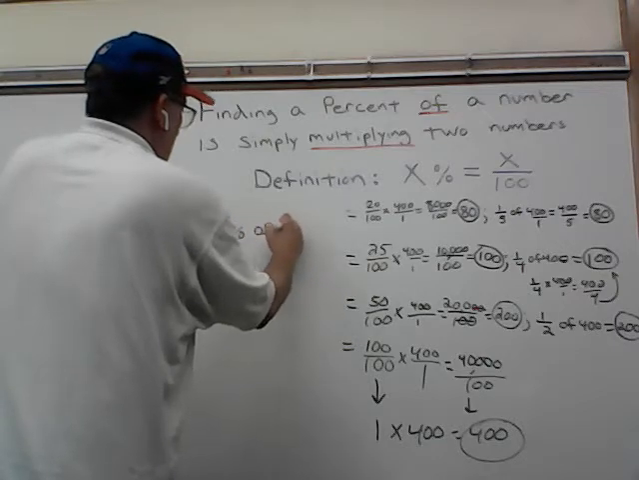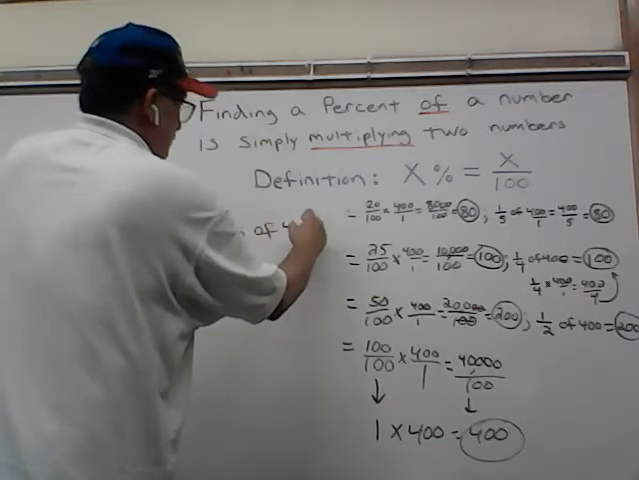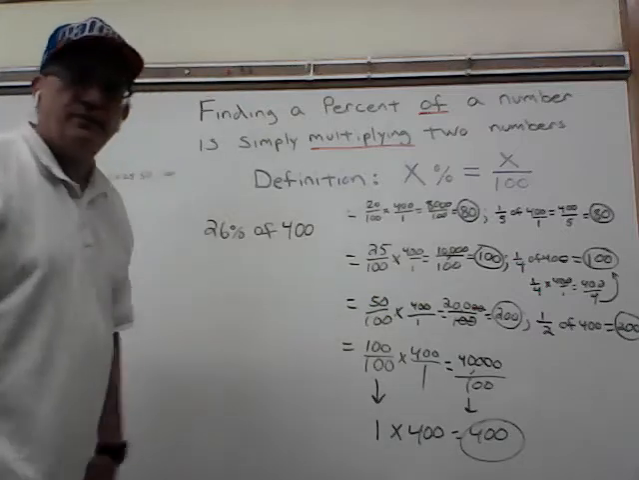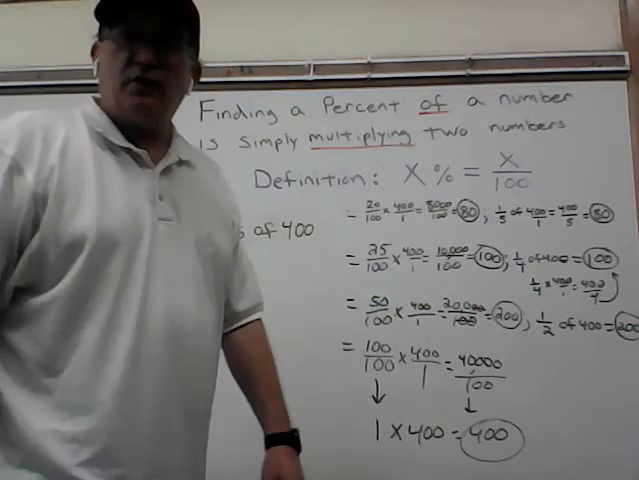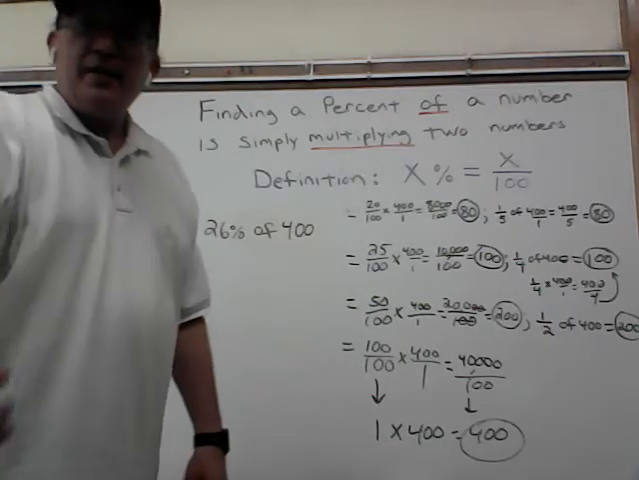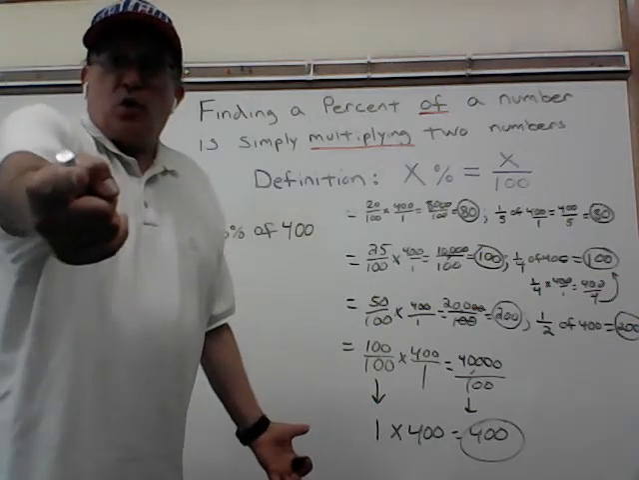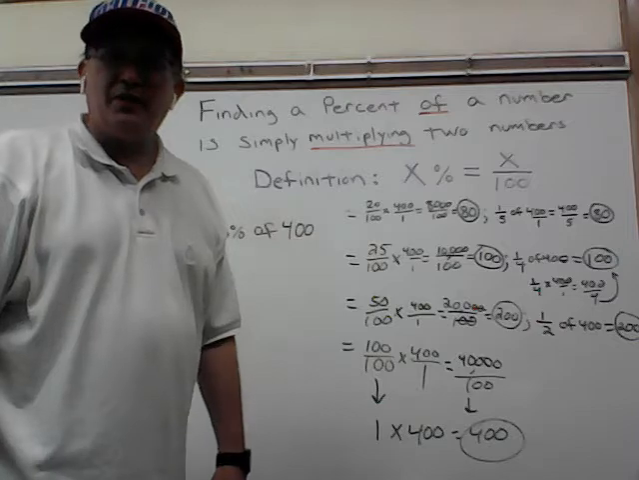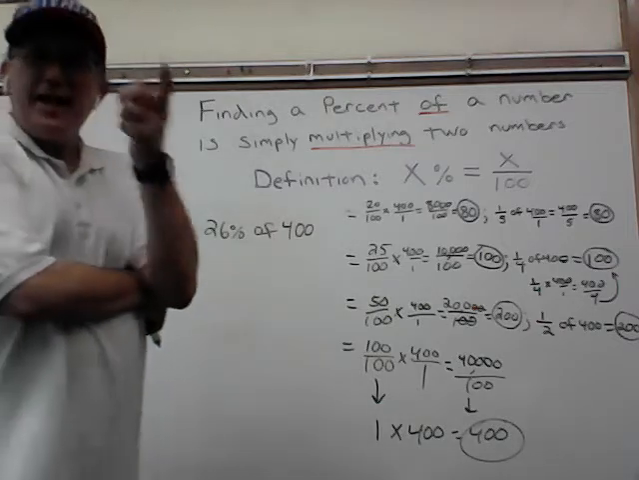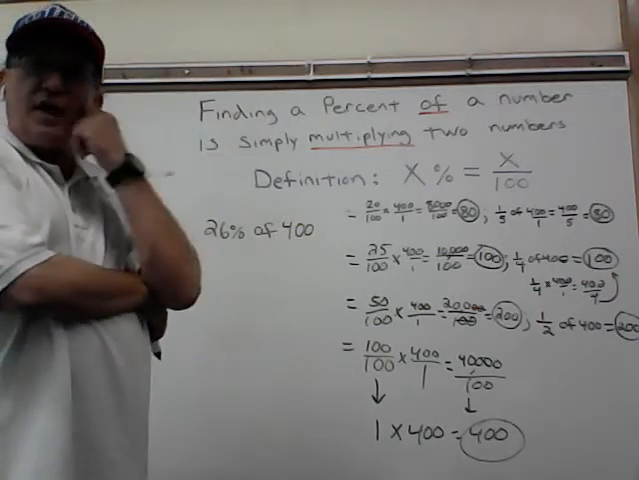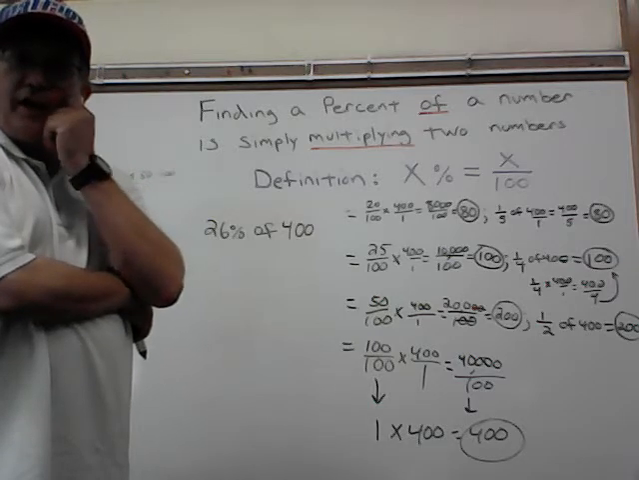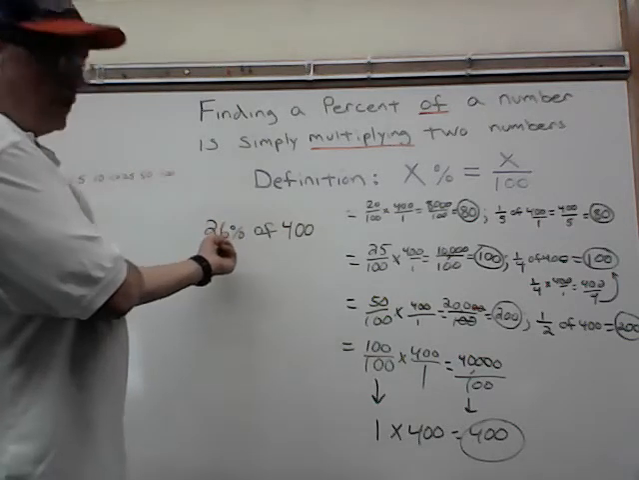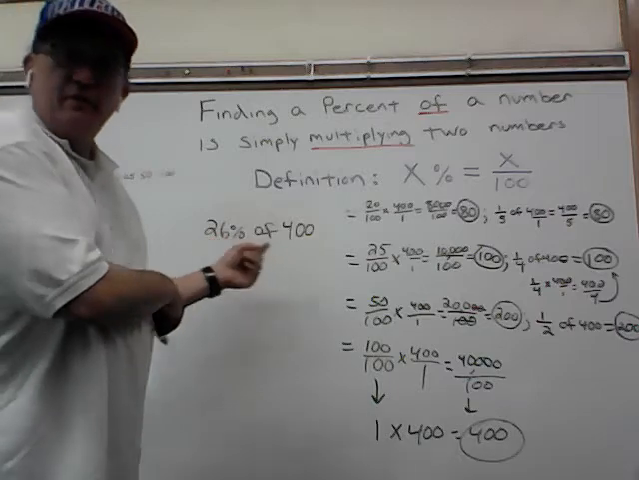26% of, well, let's just keep the 400. 26% of 400. You're going to be required soon to find that exact number. But can you estimate it? Can you estimate it in 2 seconds, mentally, without writing anything down? This is a little more than 25%.